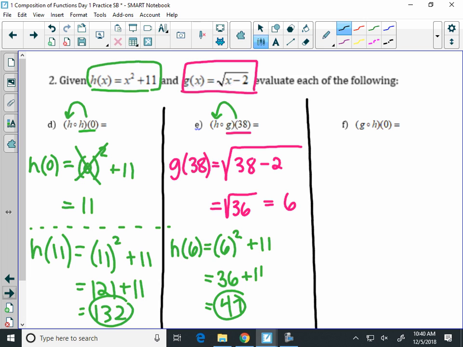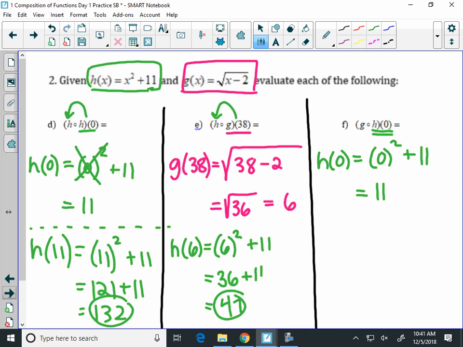All right, good. Last one here on the practice. G of h of 0. Just like the last few problems, I start on the right, h of 0. I'm going to put 0 into the green function of h. So I'll have 0 squared plus 11. And we actually did this one earlier. 0 squared is 0 plus 11 equals 11. So I have my output of 11 here.